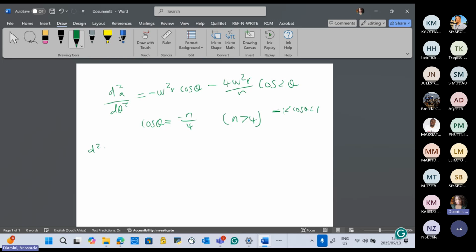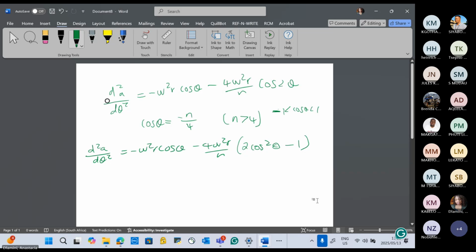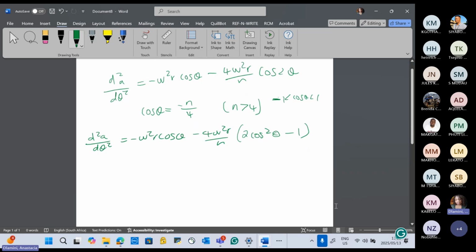So then d squared a over d theta squared is equal to minus w squared r cos theta minus 4w squared r over n. So this, you're saying we should say 2 cos squared theta minus 1. Are we all together? Yes or no? Am I losing people? I know it's a long question and it needs detail. So then we can substitute this, right?